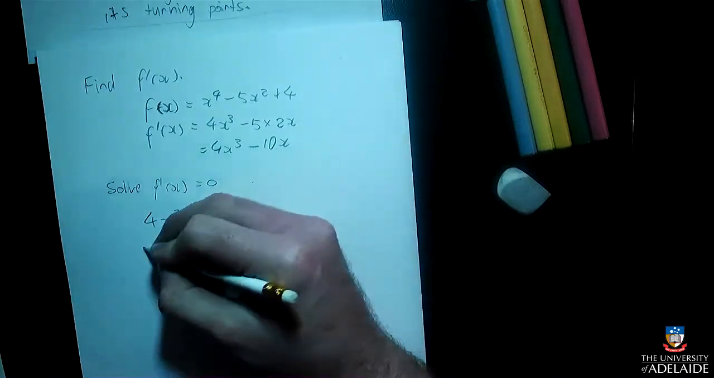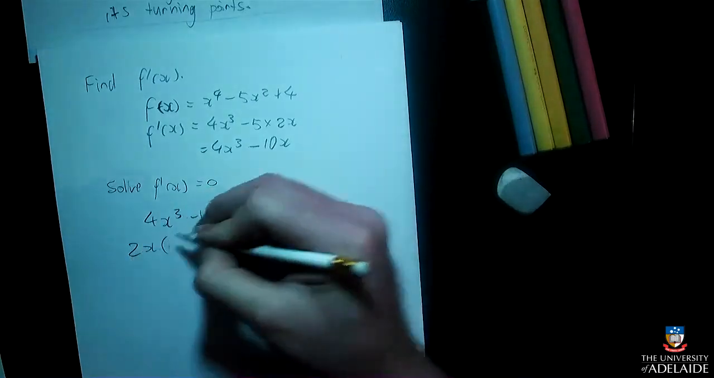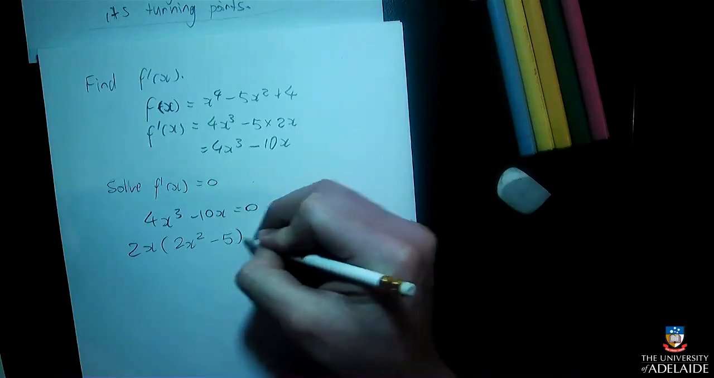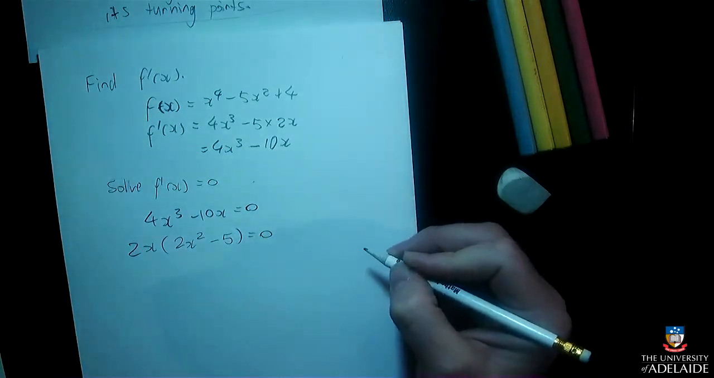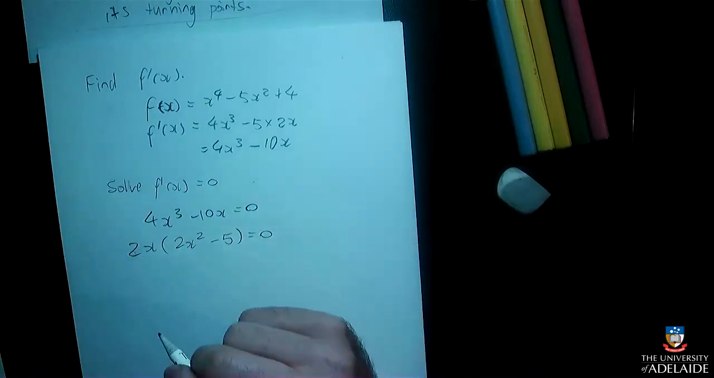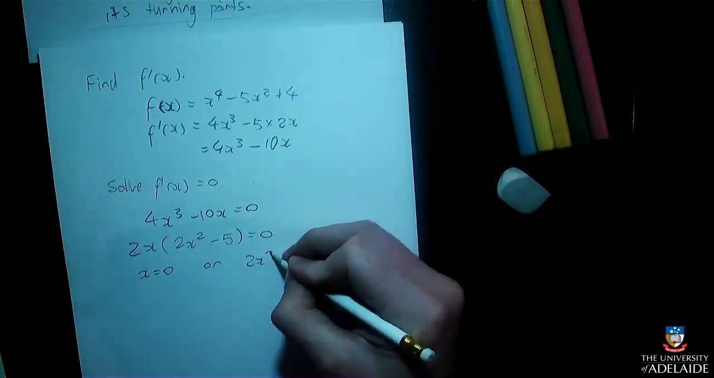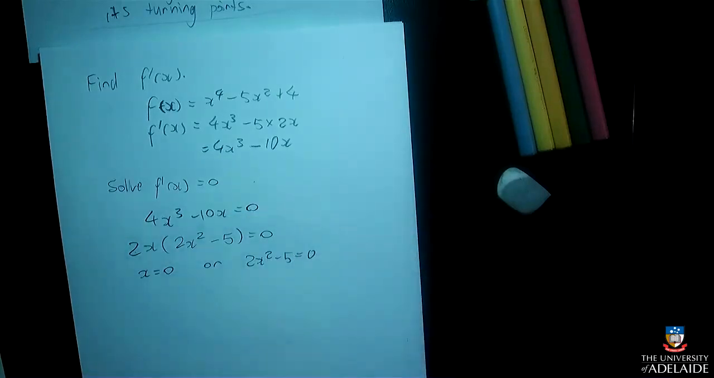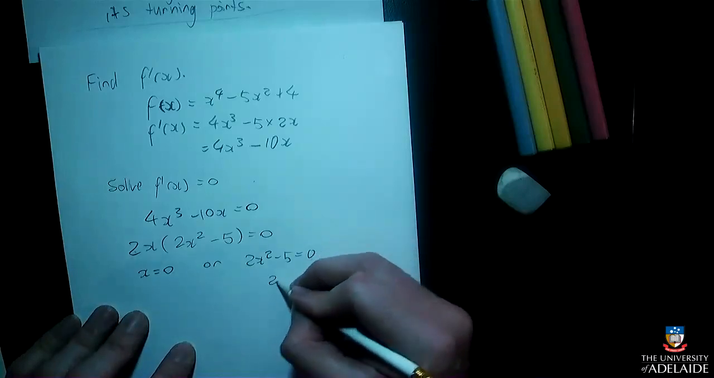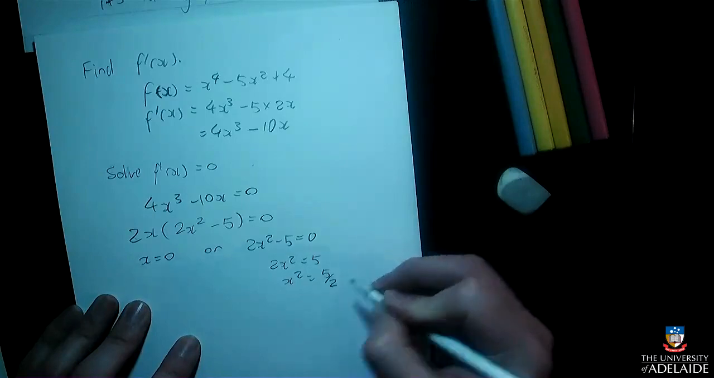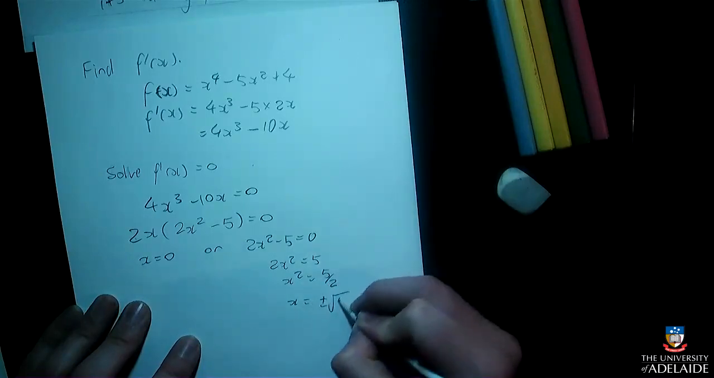I see they've both got an x, so I'll pull that out. And actually they've both got a 2. So that leaves me with 2x squared minus 5. Okay, so the 2 isn't 0, so that's fine. The x could be 0, or this thing could be 0. And this thing's only got one x in it, so the quickest way to solve it is to move stuff away until you've just got x by itself. So 2x squared equals 5, x squared equals 5 on 2, x equals plus or minus the square root of 5 on 2.